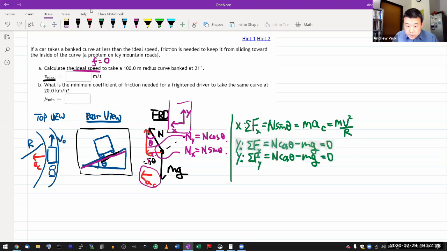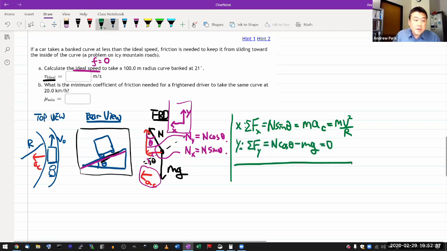All right, I have 2 equations. Let me count my unknowns. I don't know normal force. I do know theta. I do know radius. Oh, I don't know v. Oh, yeah, v is what I'm solving for. So I don't know v, and I think that's it. I have 2 unknowns and 2 equations. So once again, I'm taking stock of my unknowns, 2 unknowns, and my information, 2 equations. I think I have everything I need.